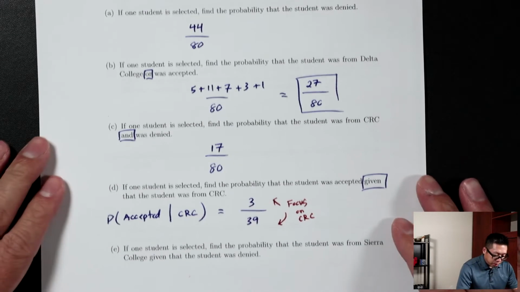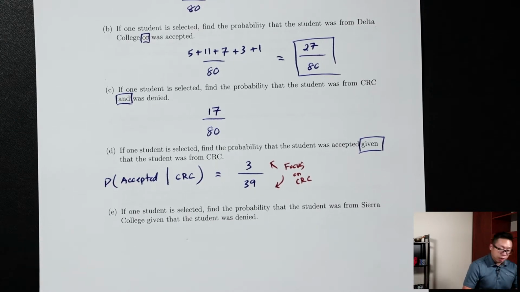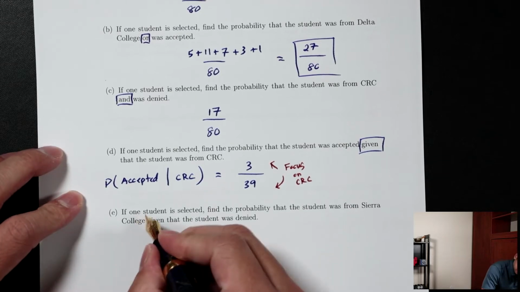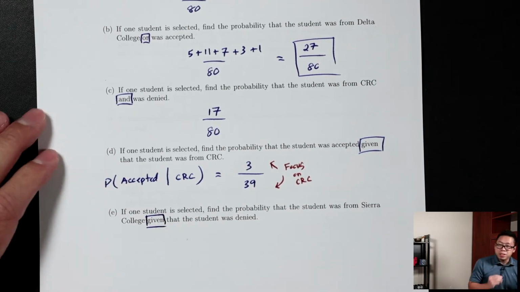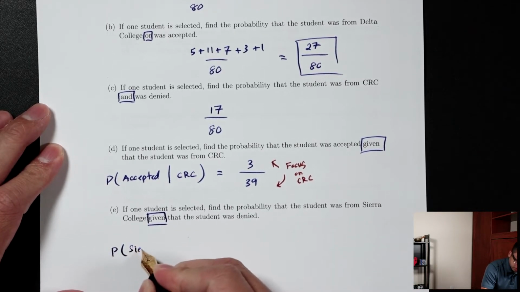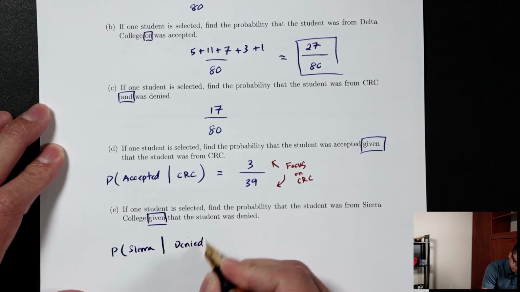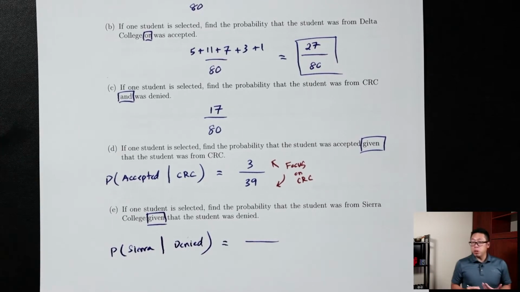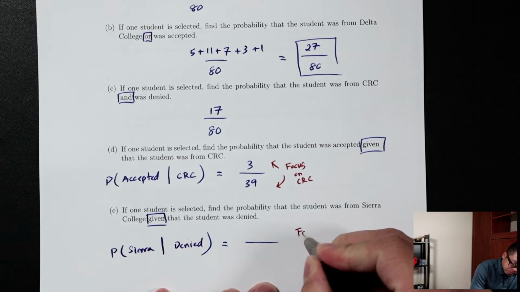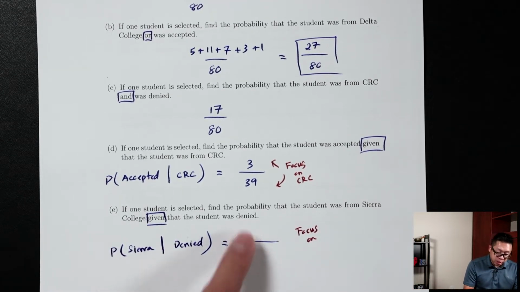Part E, if one student is selected, find the probability that the student was from Sierra College given that the student was denied. So I see the word given again. In symbols, what I'm looking for here is probability of Sierra given denied. Anytime you have the word given, it's telling you to focus on just a part of the table. What are we focusing on here? It's always the second one. So focusing just on the denied.